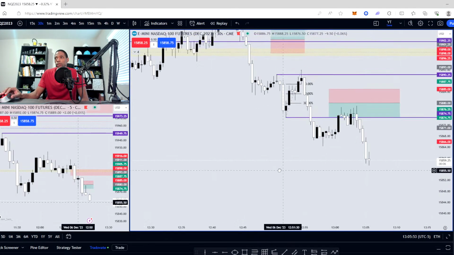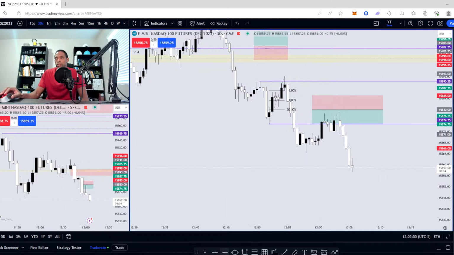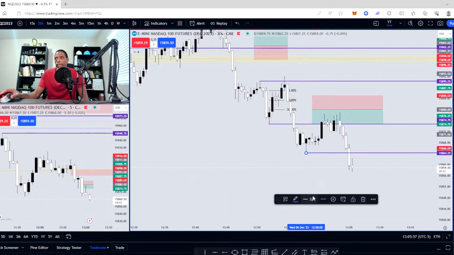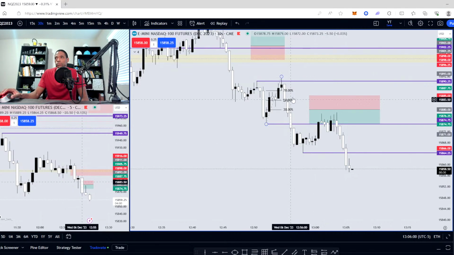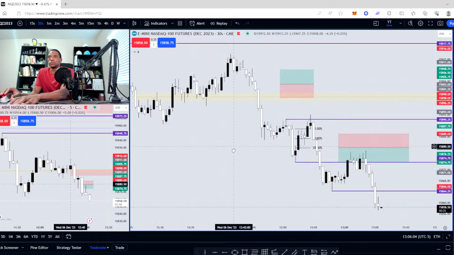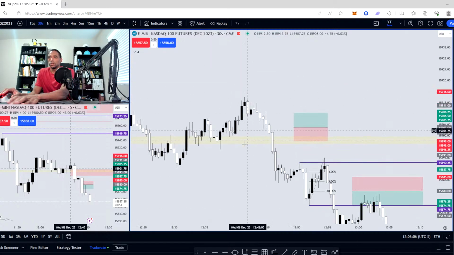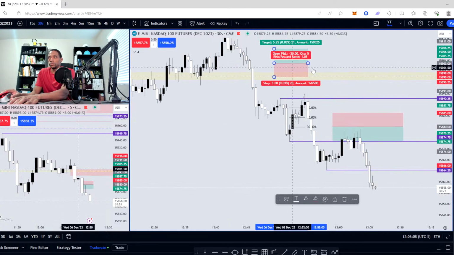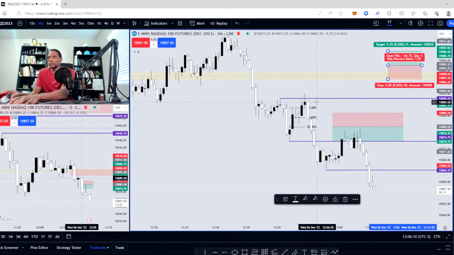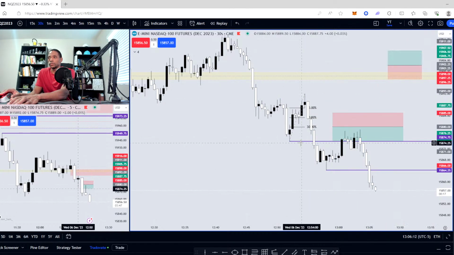Okay, it looks like lower prices were sought. We have now broken this low. Okay, now that low's been broken, let's clean up our charts a bit. I like to keep the charts as clean as possible so we can see price action.